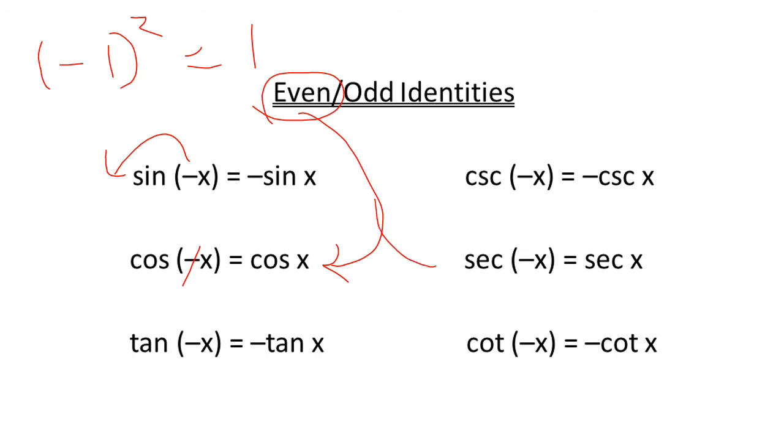As far as the reciprocals go, they follow the same suit. Secant is the reciprocal of cosine, which is also an even function. All the rest are odd.